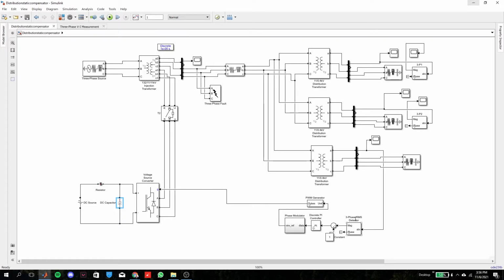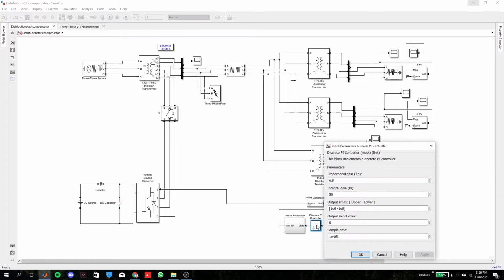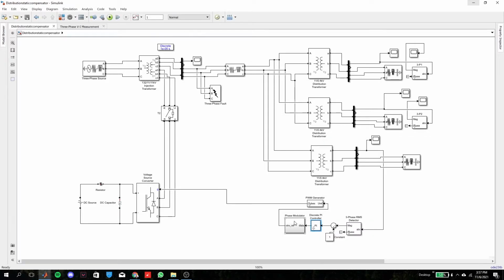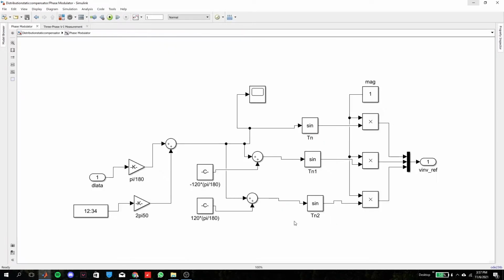First, the distorted voltage at the load side is measured and passed to the controller. The PI controller has the responsibility to drive the error signal to zero. The error signal is the difference between the distorted voltage and the reference voltage. The PI controller will pass the signal to the phase modulator.